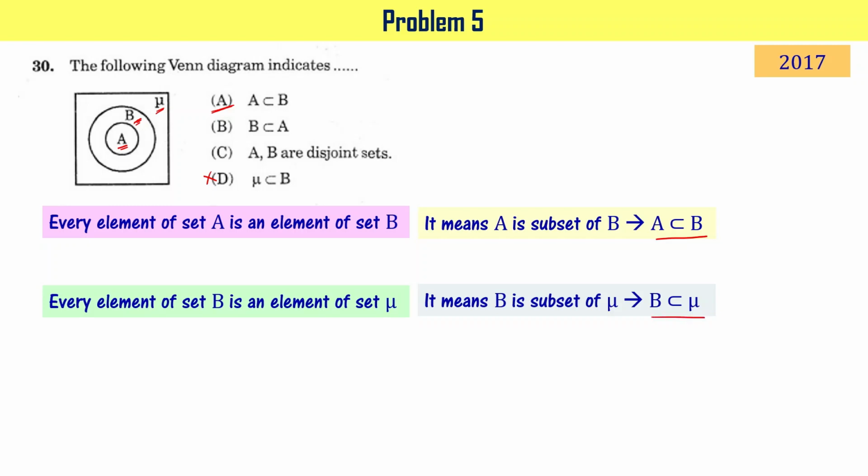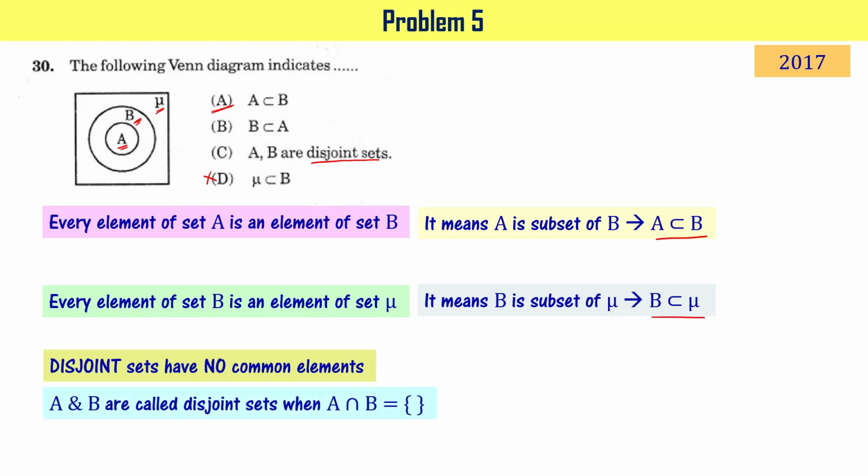The other thing given in the choices is about disjoint sets, right? What does it mean? Disjoint sets will have no common elements. It means when I say that A and B are disjoint sets, A intersection B is going to be a null set or empty set. When they are disjoint sets, there will not be any elements common to them. Please note this.